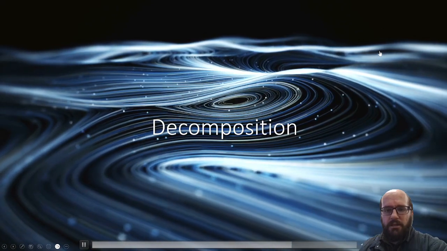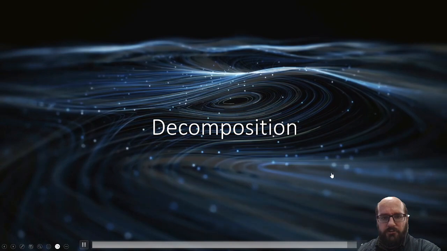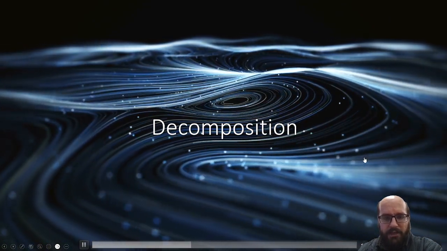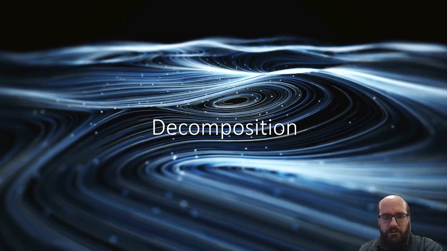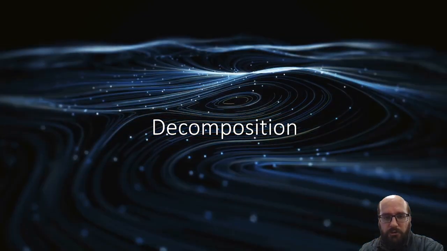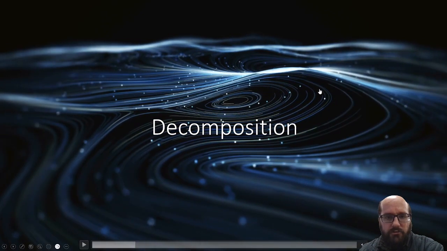Okay, everybody, let's talk about decomposition. What we're discussing in decomposition is basically how to take a big thing and break it into smaller parts. There are three concepts with decomposition: one is structural, one is procedural, and one is object orientation. So let's talk about decomposition as a general thing.